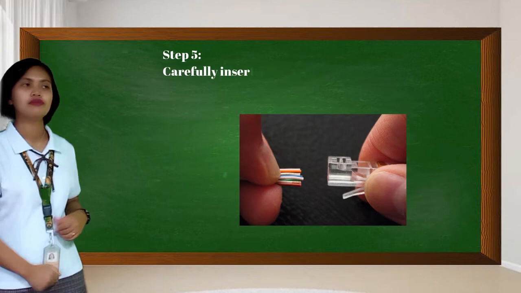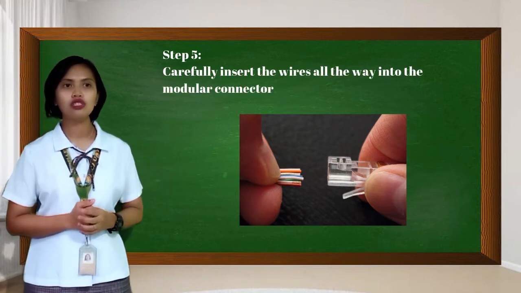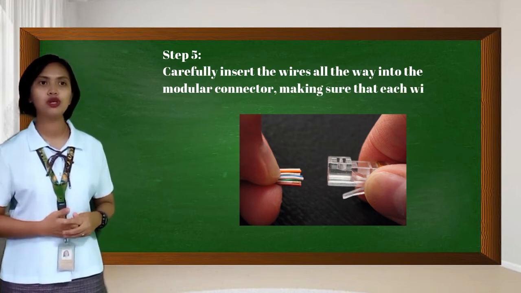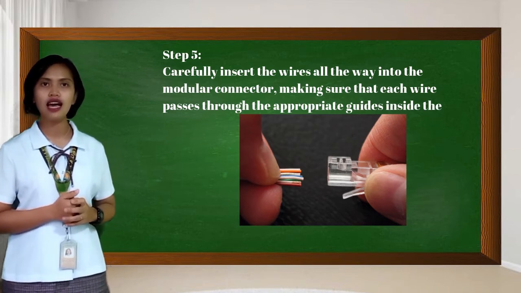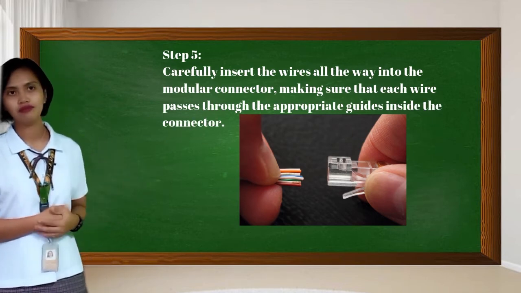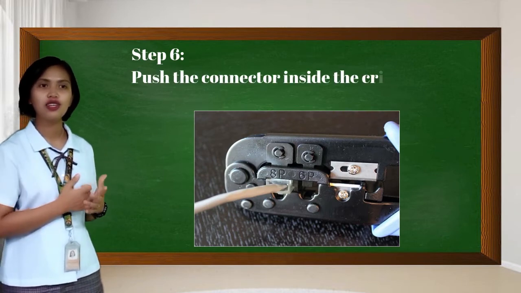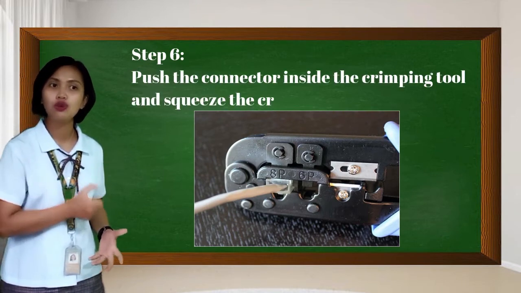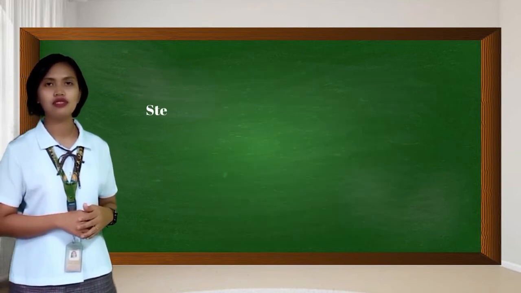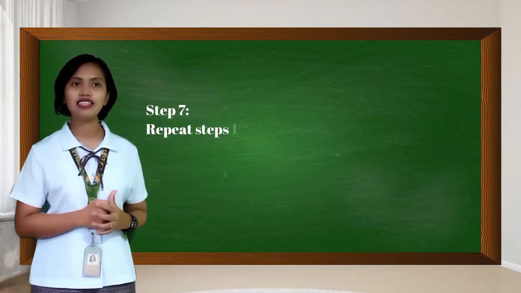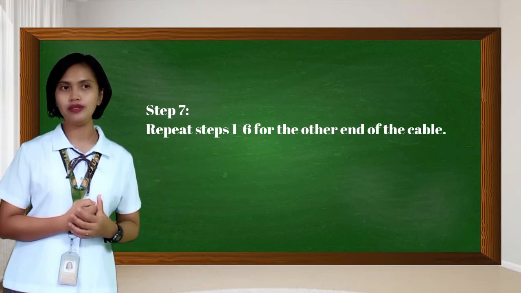Step 5. Carefully insert the wires all the way into the modular connector, making sure that each wire passes through the appropriate guides inside the connector. Step 6. Push the connector inside the crimping tool and squeeze the crimper all the way down. Step 7. Repeat steps 1 to 6 for the other end of the cable.